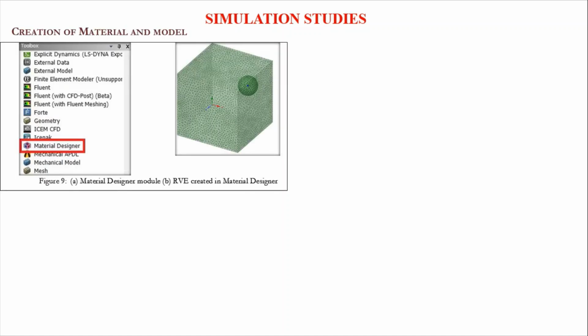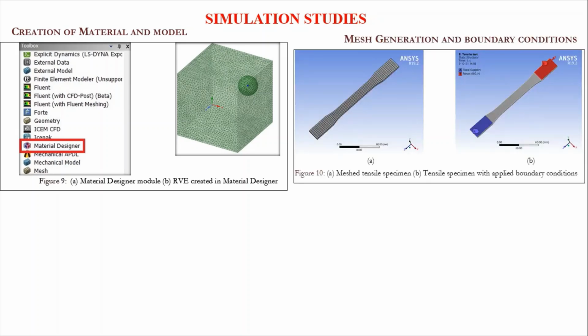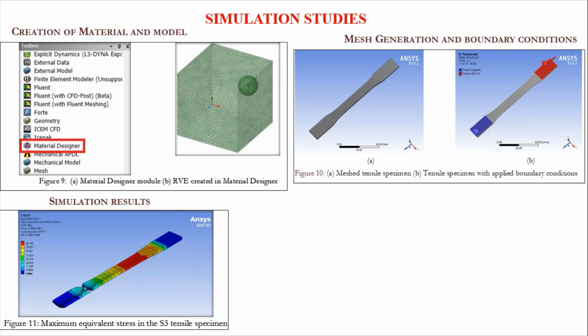FE analysis was used to predict the tensile strength of the nanocomposites, and the obtained results were compared with the experimental results. The steps involved in the FE analysis are: first, the material was created using the material designer model, and the model of the tensile specimen was created. Then the specimen model was meshed, the boundary conditions were applied, and the analysis was carried out.